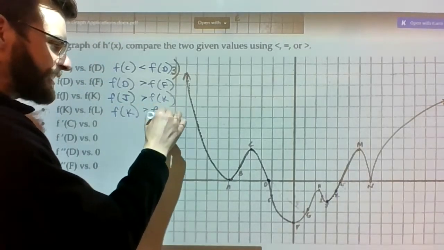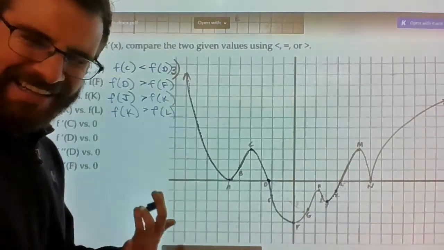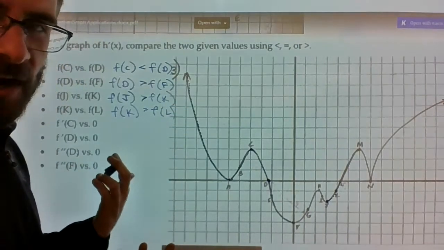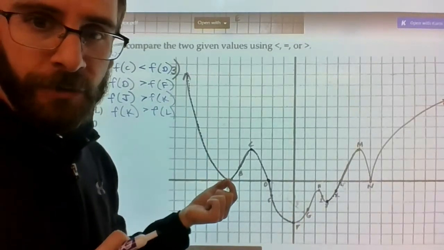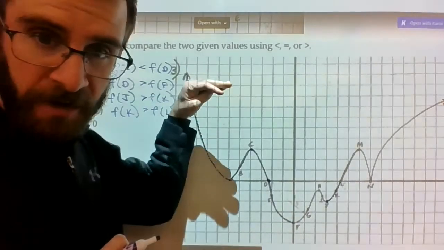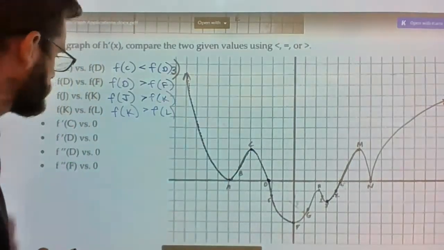So hopefully that was enlightening. You kind of get what's going on. You can always talk about points with respect to one another if you're given the graph of the derivative and you know firmly where it's above the axis and where it's below the x-axis.